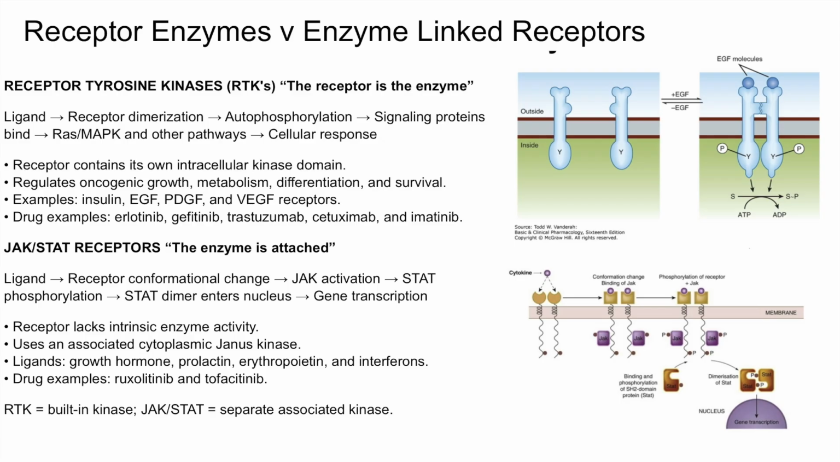JAK-STAT receptors work differently. The receptor has no intrinsic kinase ability. Instead, a Janus kinase, or JAK, is attached to its intracellular surface. Ligand binding activates that JAK, which phosphorylates STAT proteins. STATs dimerize, enter the nucleus, and regulate gene transcription. Growth hormone, prolactin, erythropoietin, and interferons use this pathway. So the memory distinction is pretty simple here: RTK has a built-in kinase, whereas JAK-STAT uses an attached kinase.